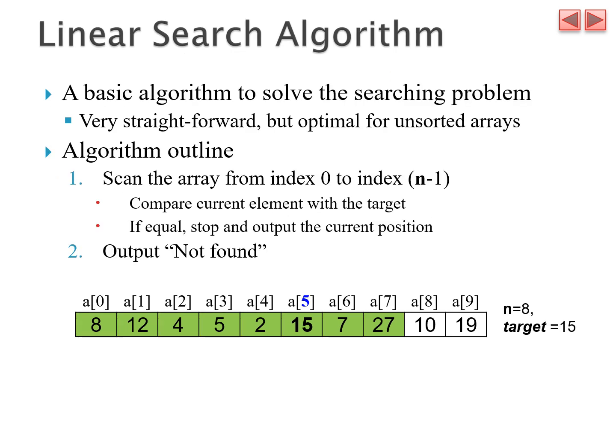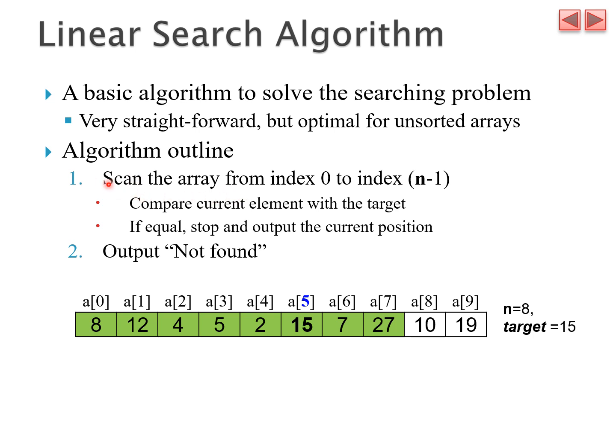The most obvious way to search an array is to look up its elements sequentially from the beginning. This is known as the linear search algorithm, which solves the searching problem. It's very straightforward, but actually optimal for unsorted arrays. Here is the algorithm outline of linear search.